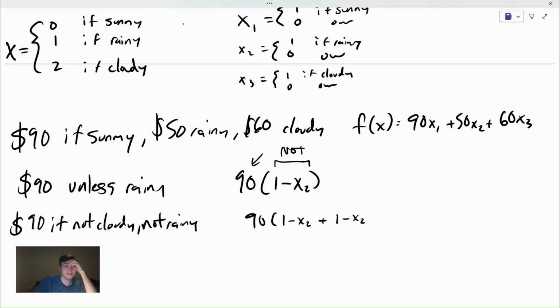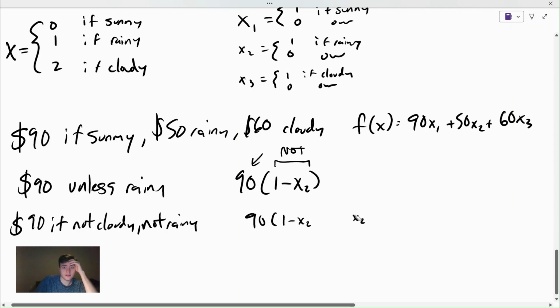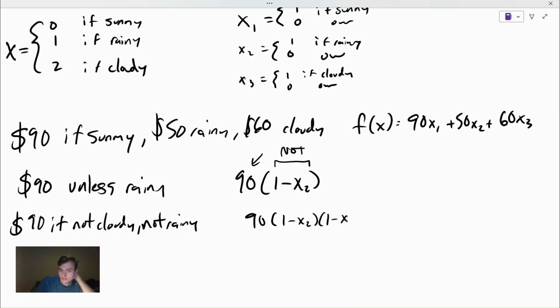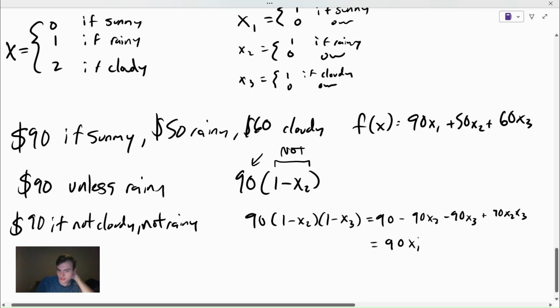Oh, not cloudy and not rainy. That's what I mean. They're together. So it's both not cloudy and not rainy. Then we make $90. So 90 times 1 minus x2 times 1 minus x3. That's the same as saying 90 minus 90x2 minus 90x3 plus 90x2 x3. And that's going to be equivalent to 90x1 since when x1 is 0, these guys are 0 and the whole expression is 90.